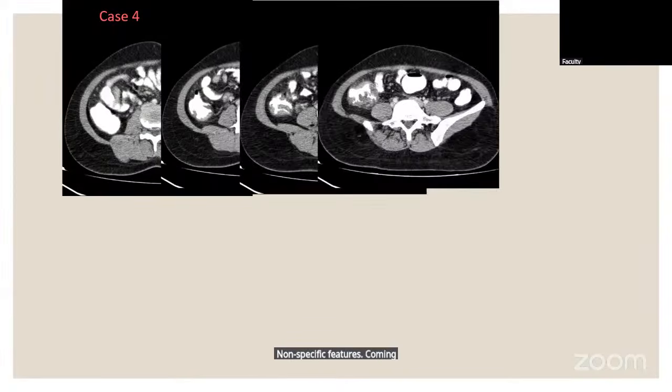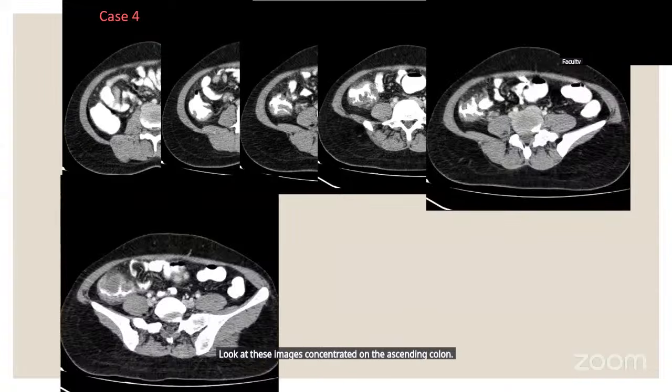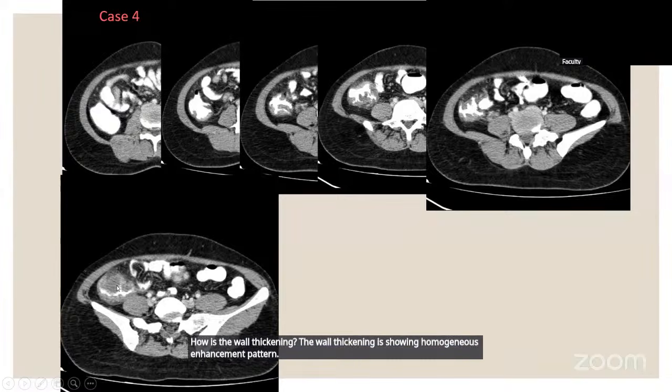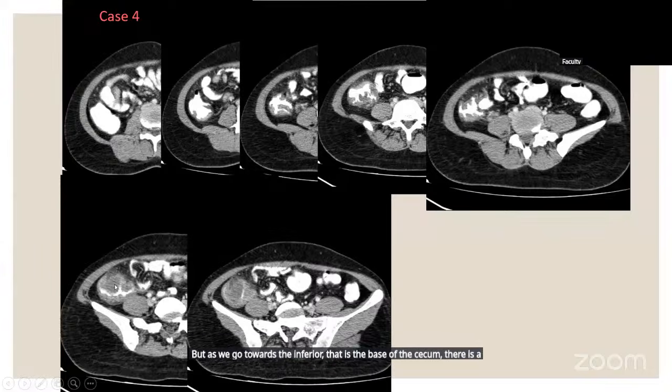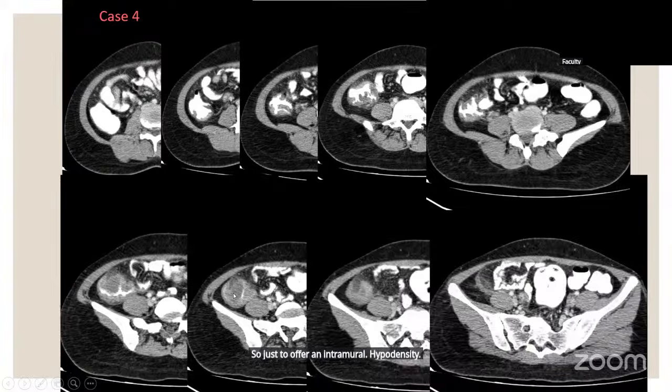Coming to case 4. Look at these images concentrated on the ascending colon. So we are going from up to down. As we are reaching towards the cecum, there is circumferential wall thickening. How is the wall thickening? The wall thickening is showing homogeneous enhancement pattern. But as we go towards the inferior, that is the base of the cecum, there is a hypodense wall thickening, suggestive of an intramural hypodensity. There is also pericolonic fat stranding and a thickening of the adjacent peritoneum.